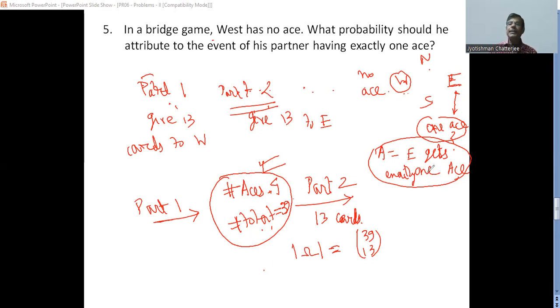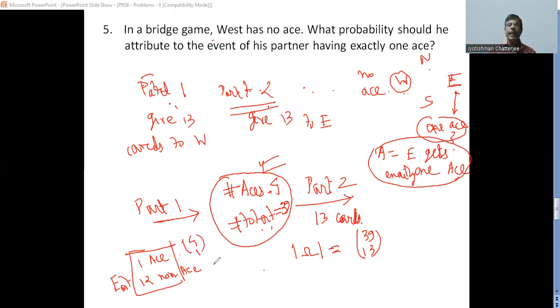How many aces should East get from this configuration? East should get exactly 1 ace. So how many possibilities are there for the aces? We are giving 13 cards to East. Now, from the aces, exactly 1 ace should come here and 12 non-ace cards. How many ways can we give 1 ace out of these 4? An ace can be given in 4C1 ways.